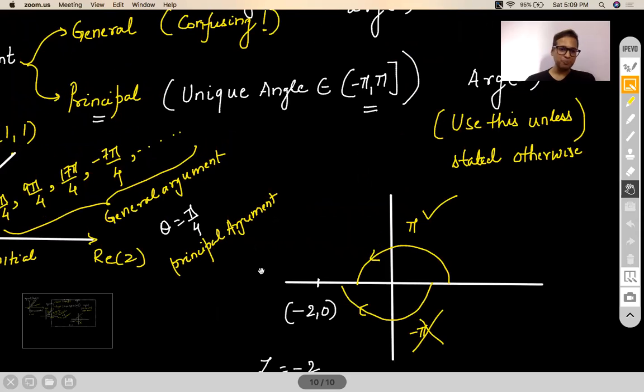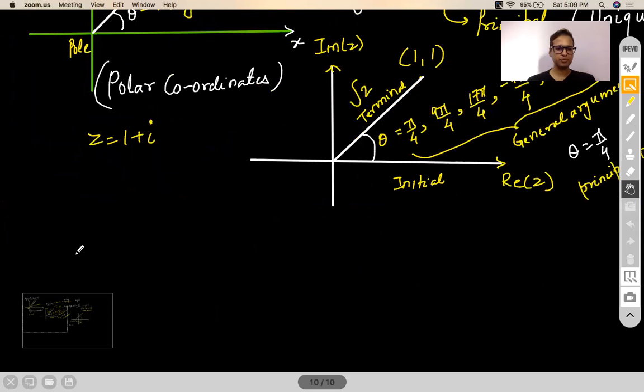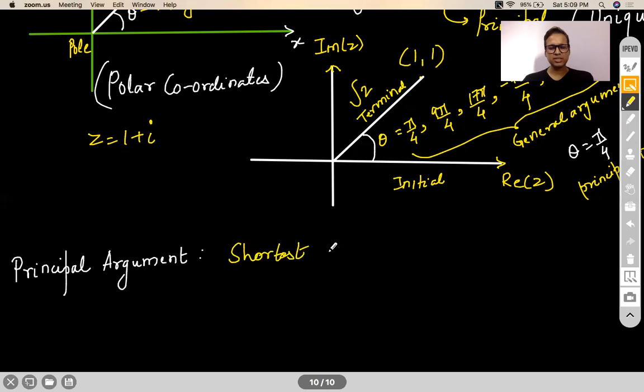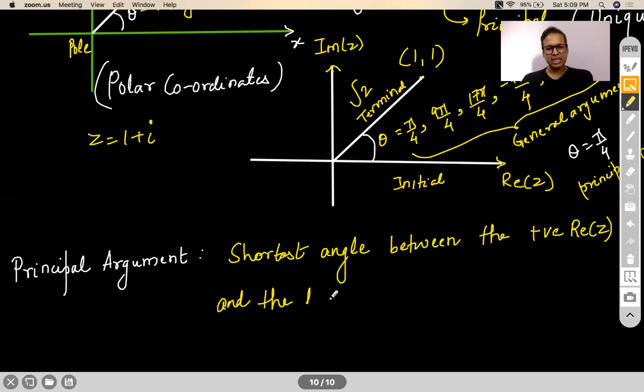Having said so, I will officially define principal argument for you. Principal argument is defined as the shortest angle between the positive real z-axis and the line segment connecting the complex number z with the origin.